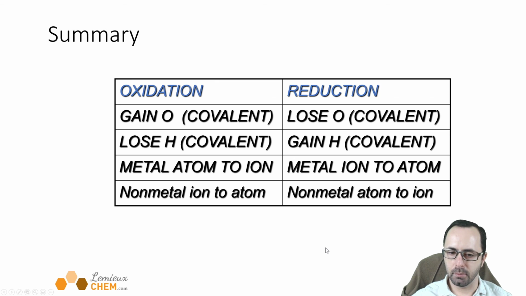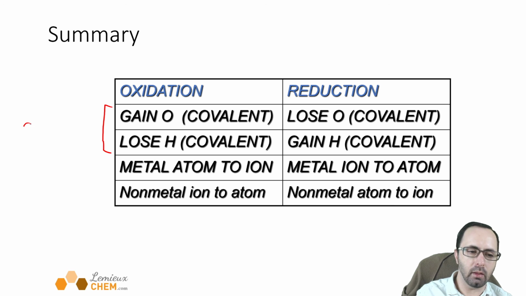So in summary, for covalent compounds, you can use the gain or loss of oxygen, or hydrogen, to determine if it is oxidized or reduced. So these two are useful for covalent compounds.